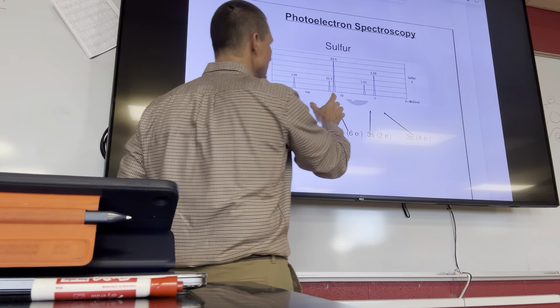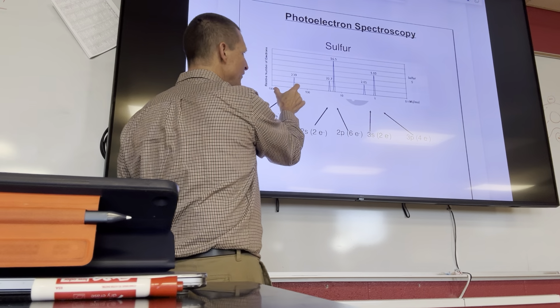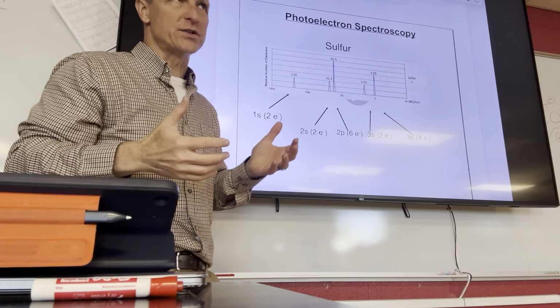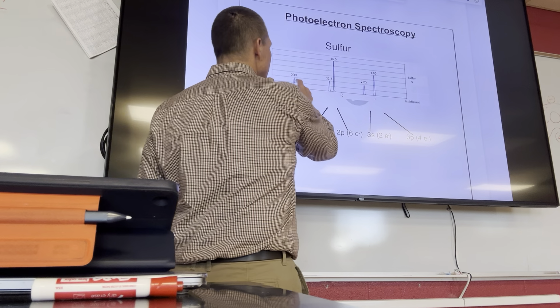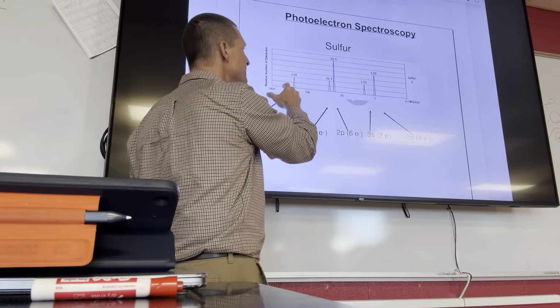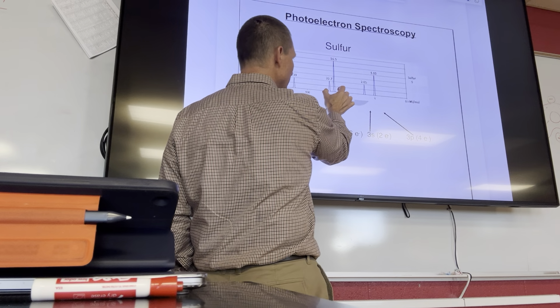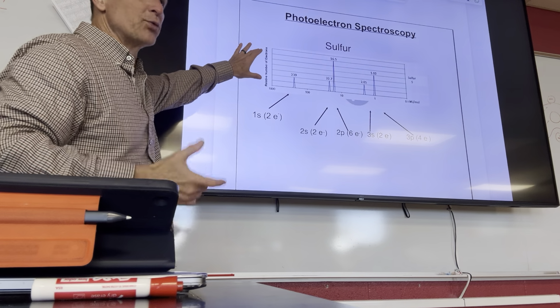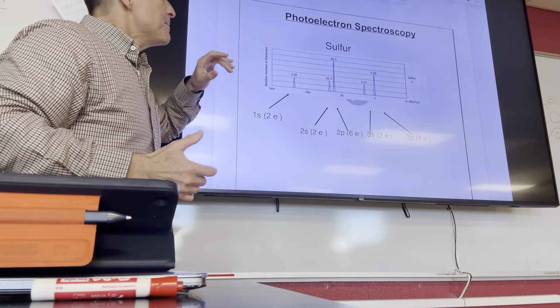What we need to remember is this. Farthest to the left are the electrons that are closest to the nucleus, and therefore they take the most energy to remove. So these would be the 1s electrons always. The farthest left are the closest to the nucleus. And then it goes 2s, 2p, second energy level, 3s, 3p. Now on the y-axis, what do we see here? It says relative number of electrons.